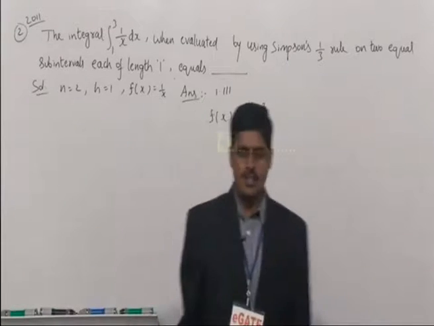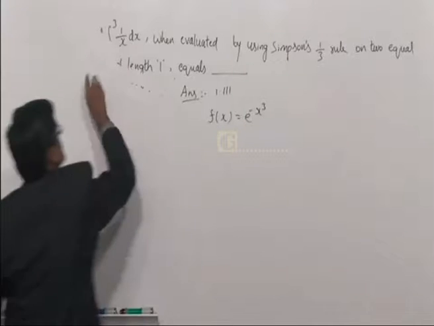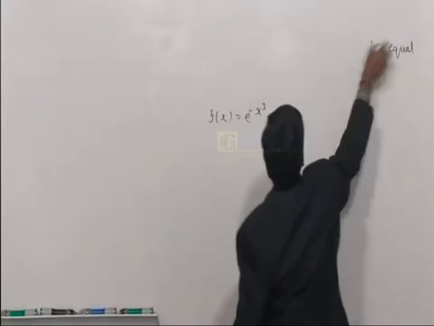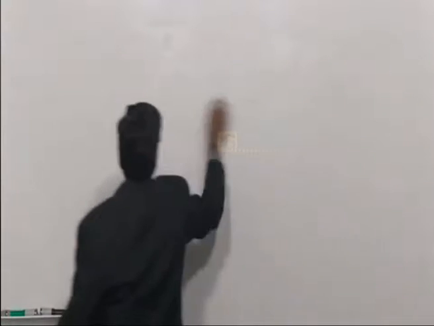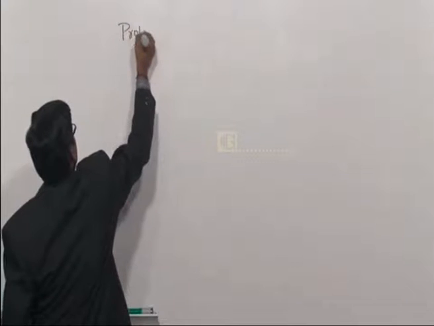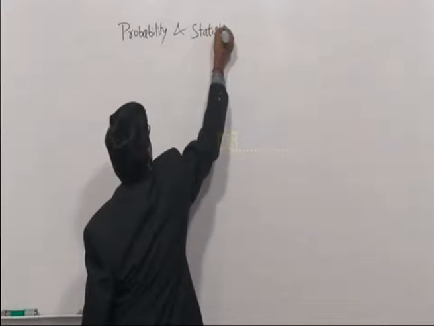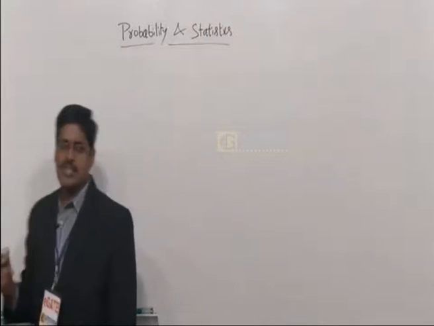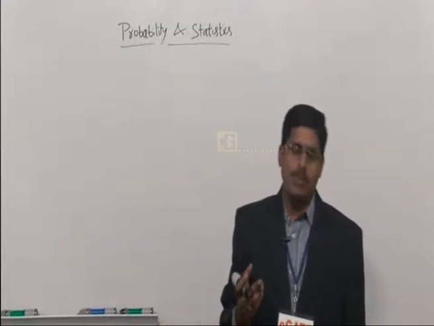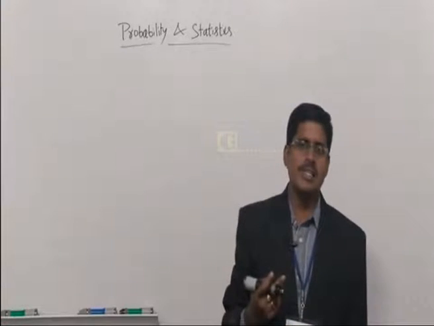So I am going to start probability and statistics, the last unit of this paper. Here the content is sampling theorems, basic definitions of probability, events, definitions, all these things, mean, median, mode, and distributions, random variables, and binomial, Poisson, normal distribution. These are the contents in probability and statistics.